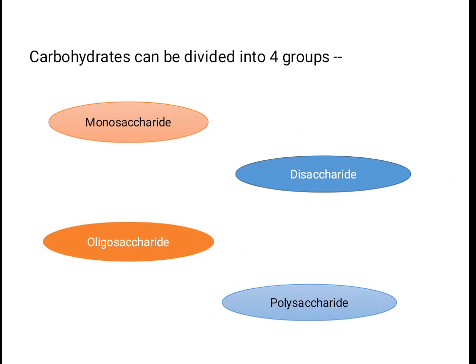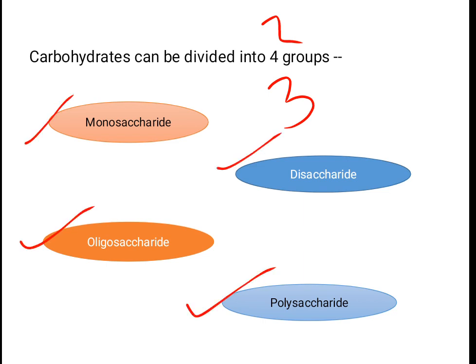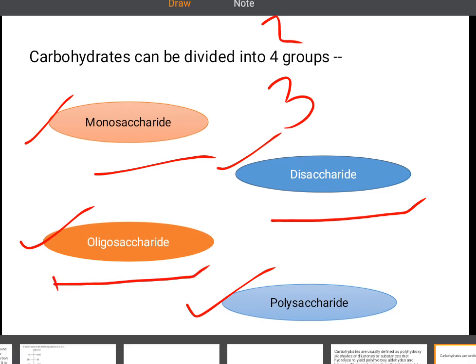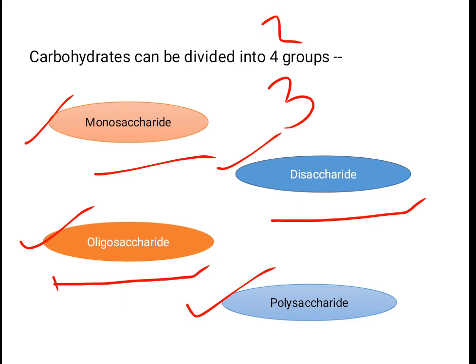Carbohydrates can be divided into 4 groups: monosaccharide, disaccharide, oligosaccharide, and polysaccharide. Actually, in many books you will find different forms; some books say it can be divided into 2 groups, or 3 groups, but I prefer to divide it into 4 groups. Monosaccharide means one which cannot be hydrolyzed. Disaccharide means one which on hydrolysis will give you 2 sugars, and oligosaccharide means 4 to 10 sugar units. And polysaccharides contain a large number of sugar units.